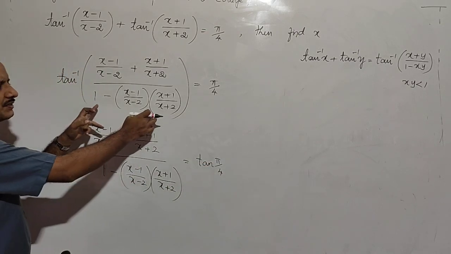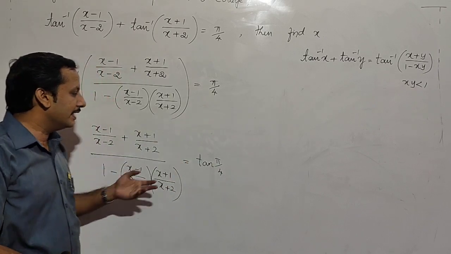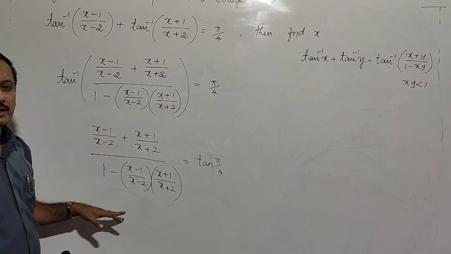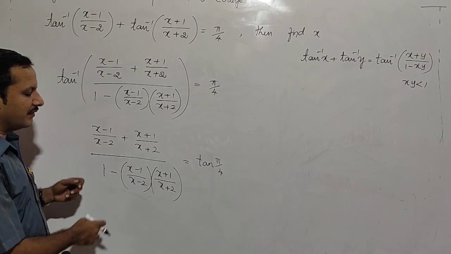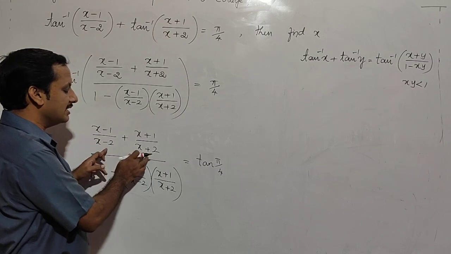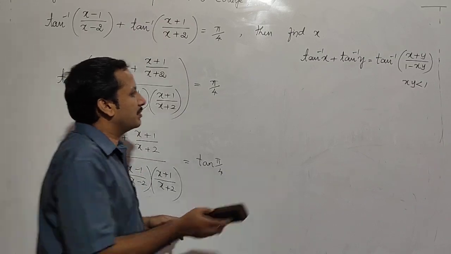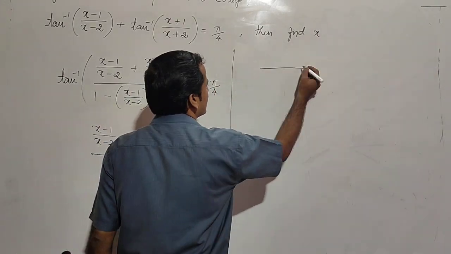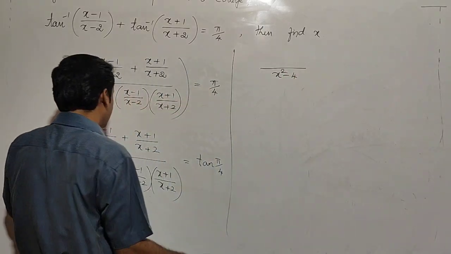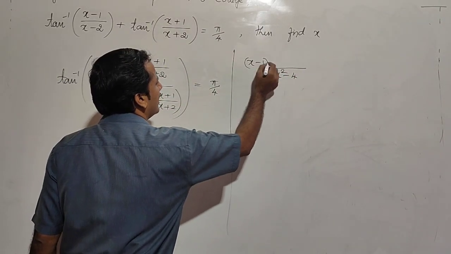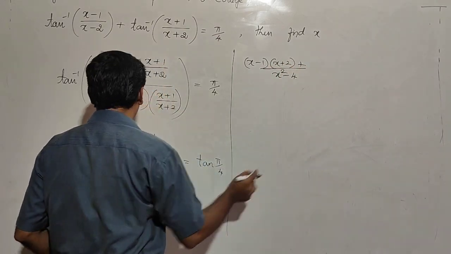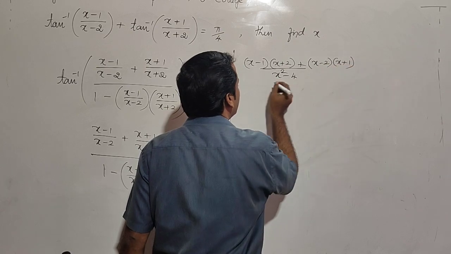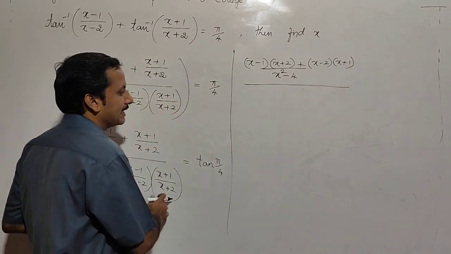Observe here, tan inverse of this expression is equal to pi by 4. Therefore, this expression is equal to tan pi by 4. That tan pi by 4 can be written as 1. Now, let us simplify this. I will take LCM here. LCM is x minus 2 into x plus 2, I can write that as x square minus 4. In the numerator, we will have x minus 1 into x plus 2 plus this product x minus 2 into x plus 1, divided by, here also I will take LCM.